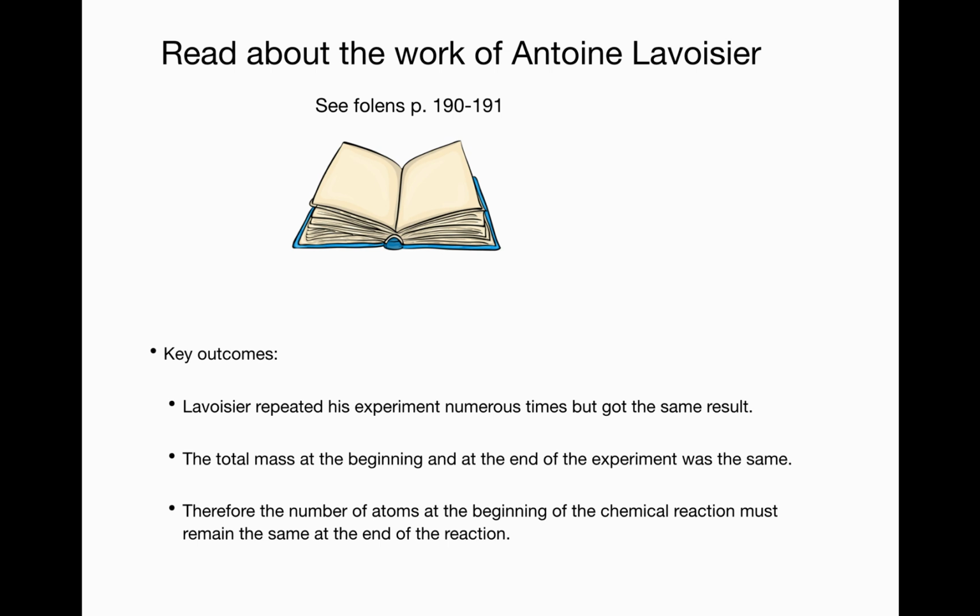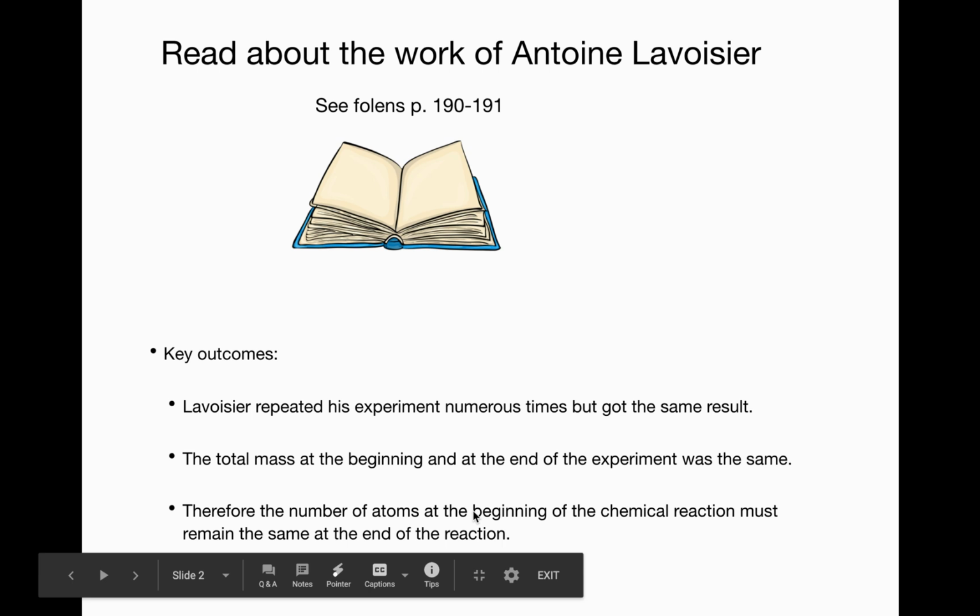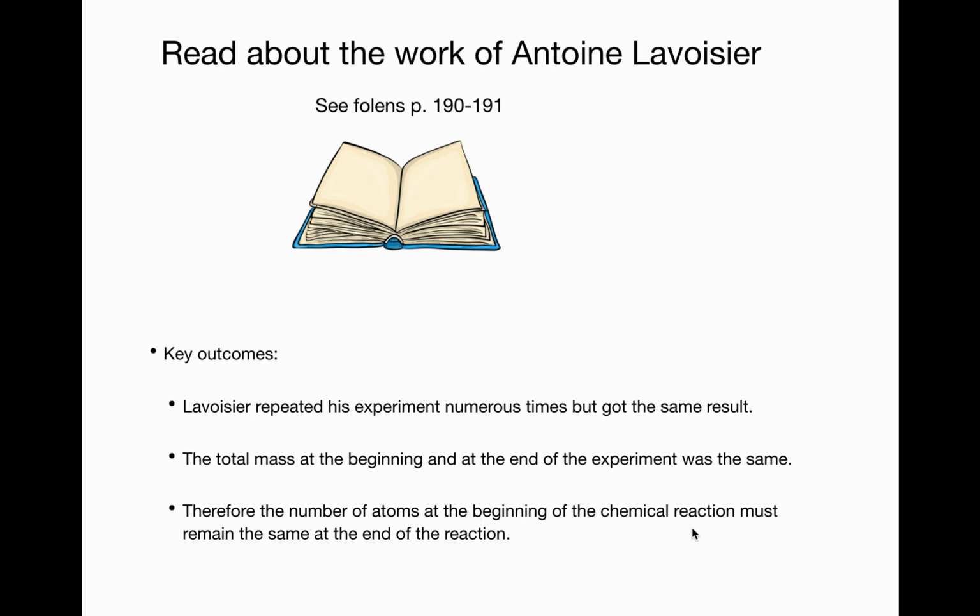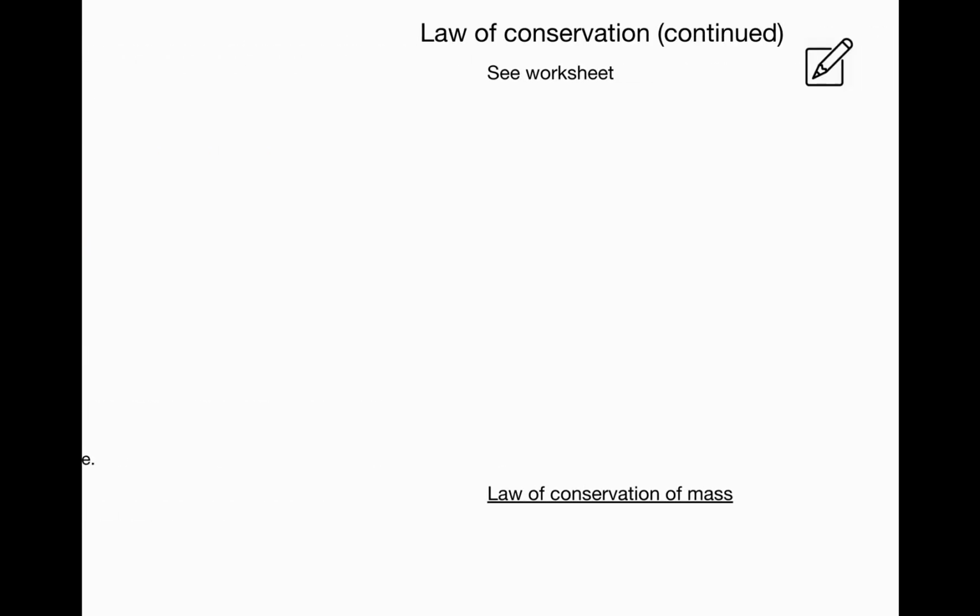So when we say the amount of mass stays the same, what we really mean is the number of atoms at the beginning of the chemical reaction must be the same as the number of atoms at the end of the reaction. And this comes from Einstein as well, because Einstein said that matter can neither be created nor destroyed. So, therefore, from Antoine Lavoisier's point of view as well, the number of atoms in a chemical reaction cannot change, even if we change them into different products.